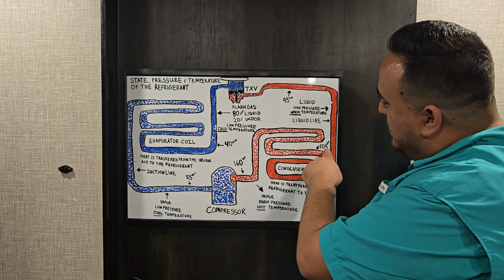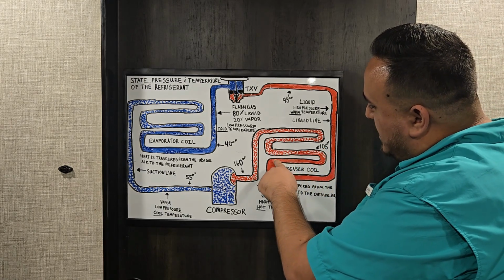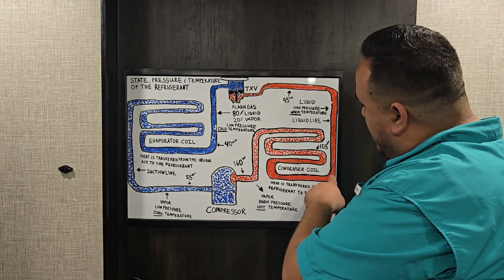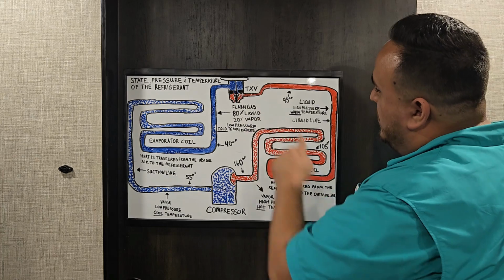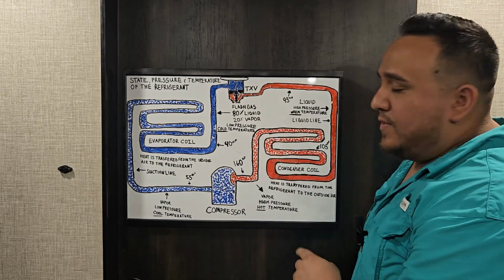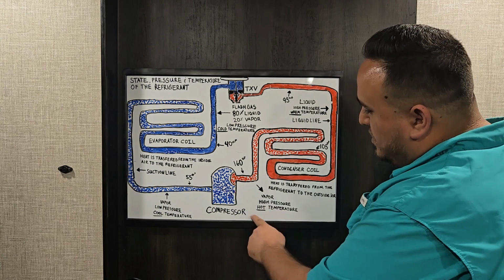As you could see, the refrigerant cooled down to about 105 here, and then it started cooling down even more, and it started to change state from a gas to a liquid. Then it goes all the way into my TXV, and this right here is known as my liquid line. And look at the temperature of my refrigerant, 95. The state is a liquid at high pressure, hot temperature.